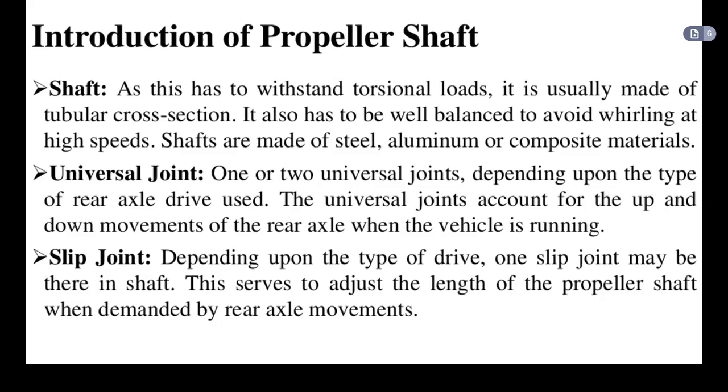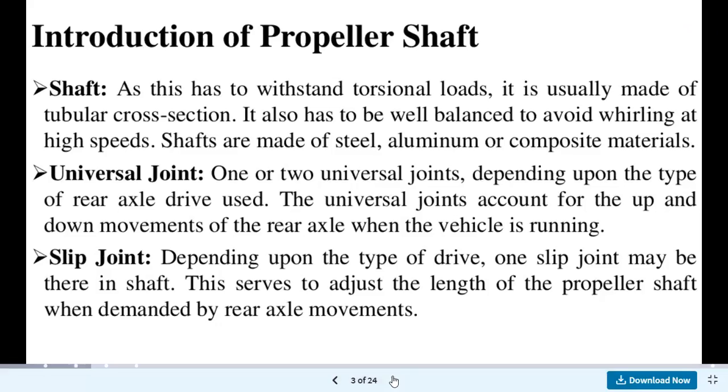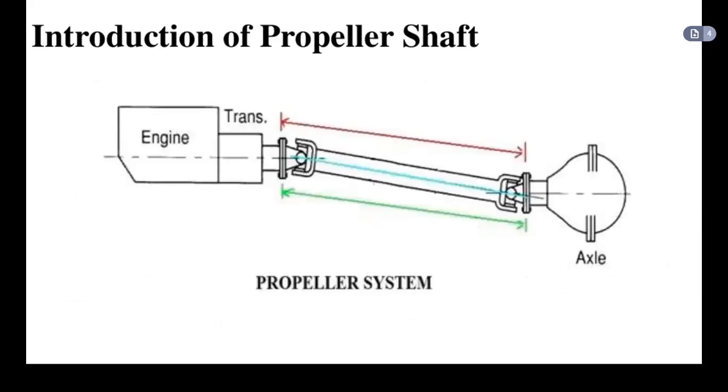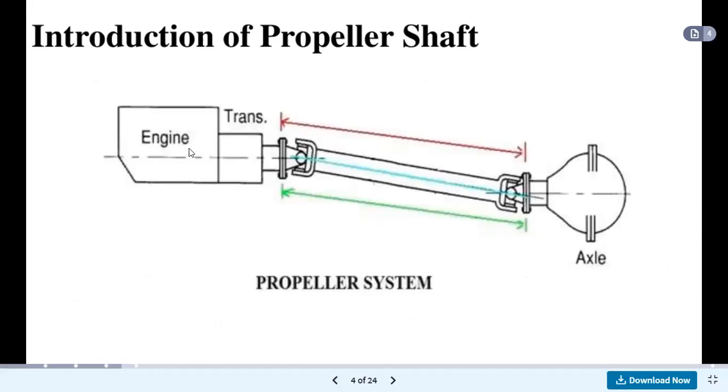Slip joint, depending upon the type of drive, one slip joint may be there in shaft. This serves to adjust the length of the propeller shaft when demanded by rear axle movements. If we see the diagram, this is the propeller system. On the left side, engine is provided. On the right side, the rear axle or rear drive box is provided.